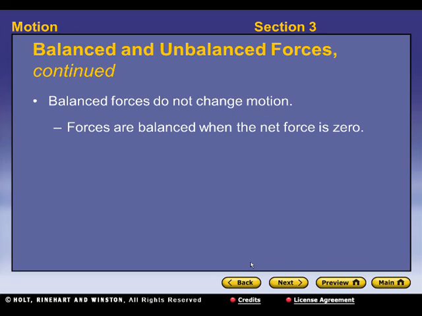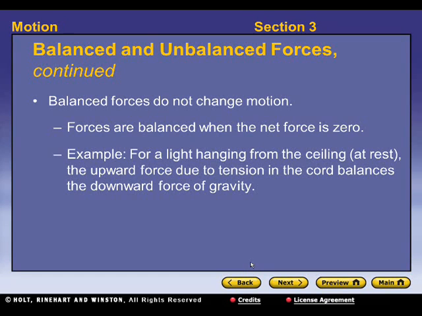Alright, so balanced forces generally do not change motion. Like I said, if you're sitting in a chair and you're still, the forces there are balanced. Gravity's still acting on you, but the chair is also pushing up on you with the same force that gravity's pulling down on you with. So those forces are equal and opposite, so they're balanced. Your motion doesn't change. Forces are balanced when the net force is zero.